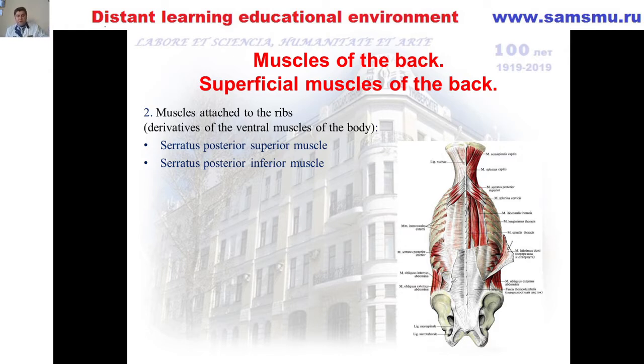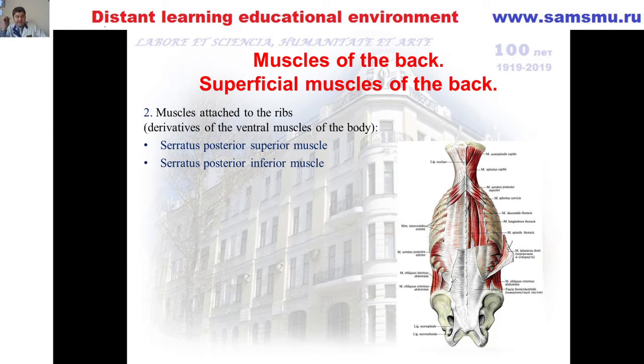runs obliquely downward and laterally, and is inserted by fleshy slips into the posterior surface of the second to fifth ribs, laterally of their angles. You may see this muscle on this picture. Action: raises the ribs. And next you may see the serratus posterior inferior muscle, musculus serratus posterior inferior.